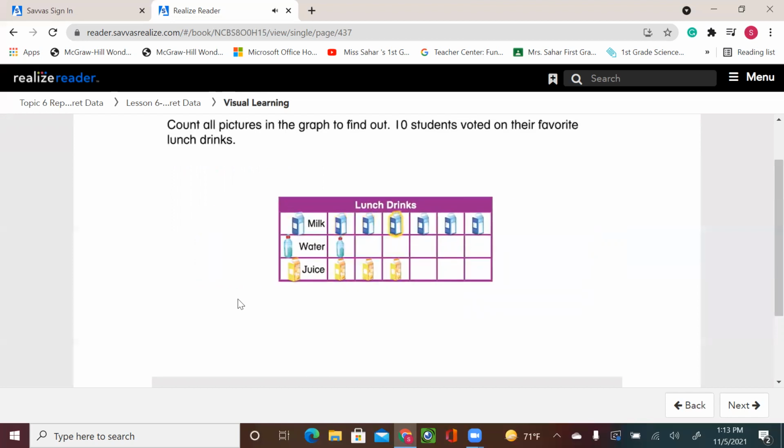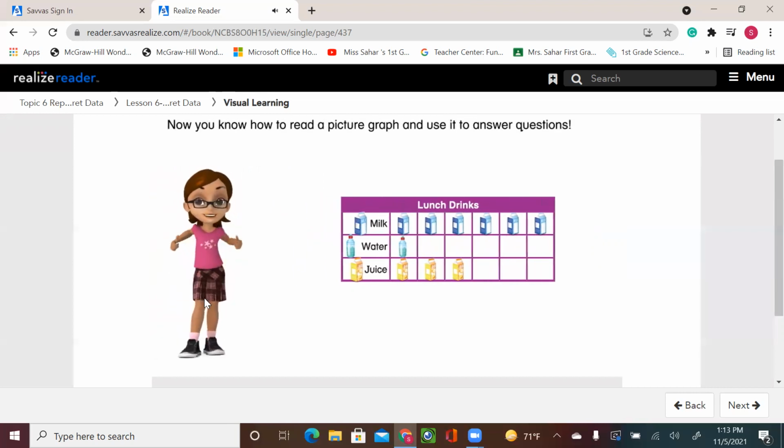Count all pictures in the graph to find out. 10 students voted on their favorite lunch drinks. Now you know how to read a picture graph and use it to answer questions.